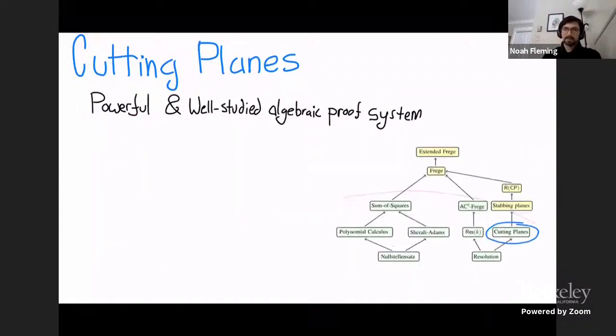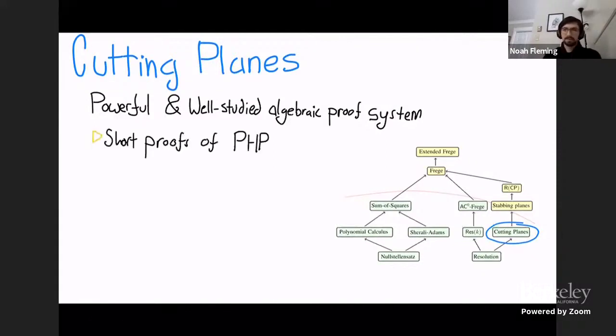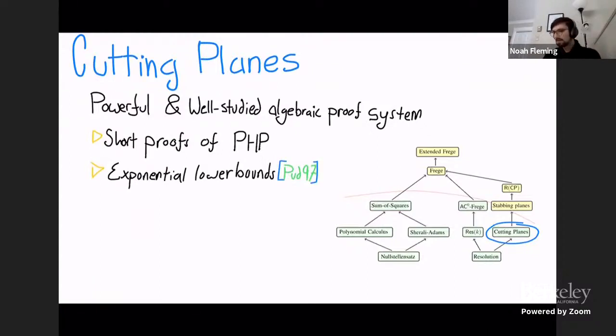Yeah, and so in proof complexity, cutting planes is quite a powerful algebraic proof system, and it's very well studied. It has short proofs of the pigeonhole principle, and it can also simulate resolution. And in the 90s, exponential lower bounds were proved on it by Pudlák. So here on the right, I have a little hierarchy of some popular proof systems. The ones in green are those that we have superpolynomial lower bounds on, and the ones in yellow, we don't yet.